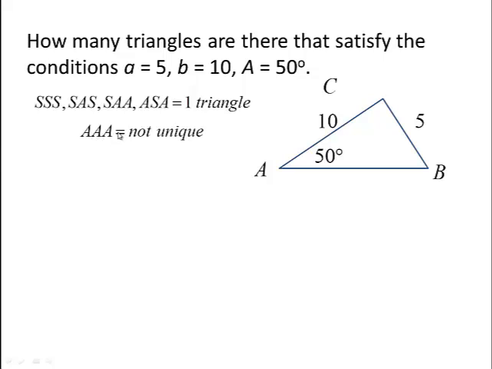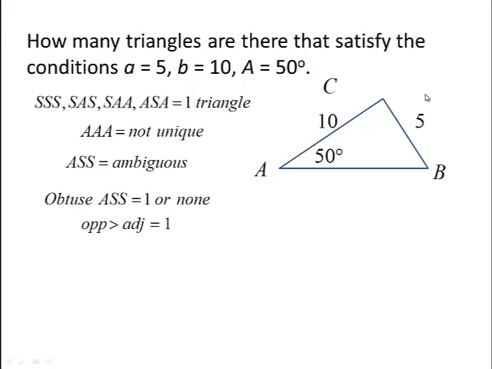If given angles, double check that they do add up to 180. If they don't add up to 180, then there is no triangle. For the SSA triangles, these are ambiguous. For the obtuse, there can be one or none. As long as the opposite side is the longest side, there's only going to be one. But if the opposite side is less than the adjacent side, there is no triangle. But in this case, it's not obtuse, it's acute.